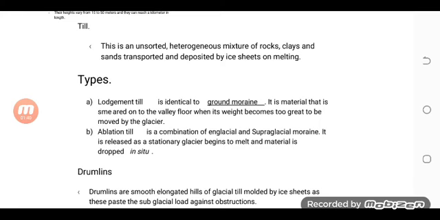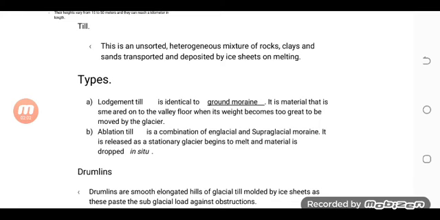So there are various types of tills. We have ablation till, lodgement till, and basal till. Let's start with lodgement. This is identical to ground moraine. It's the material that is smeared onto the valley floor when its weight becomes too great to be moved by the glacier. Ablation till is deposited when the ice melts.